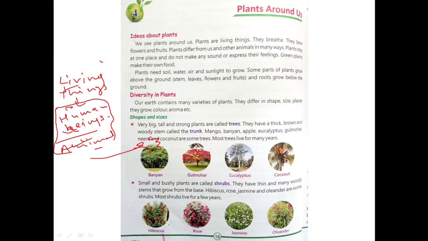So let us have some idea about plants. Okay, so we can see plants everywhere around us, and they are living things. They can breathe, they bear flower and fruit. They are different from animals in many ways, and they are also different from us. Plants only stay at one place and do not make any sound, and they can't express their feelings at all.